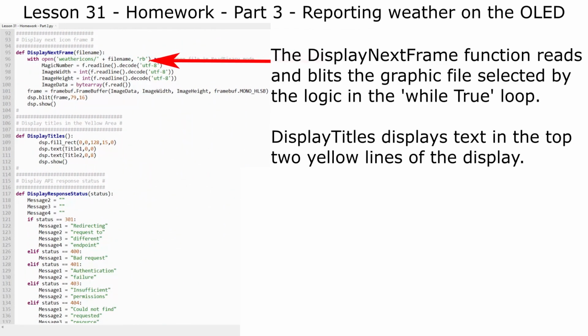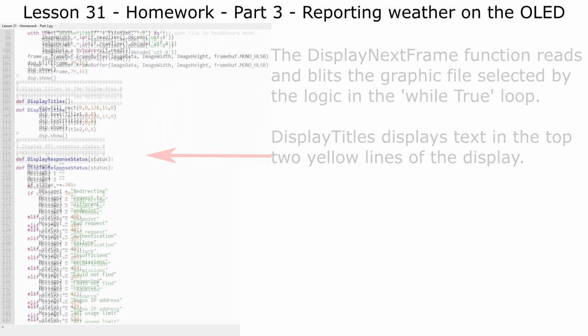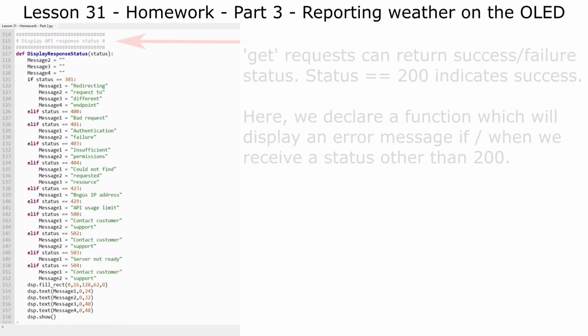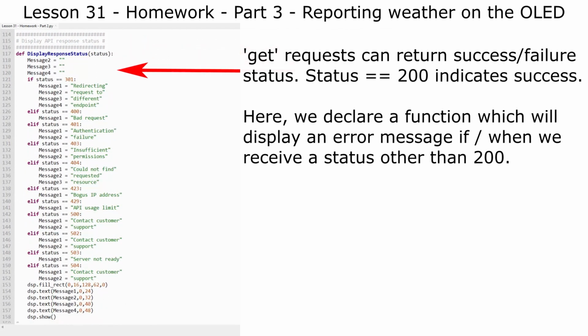The display next frame function reads and blits the graphic file selected by the logic in the while true loop. Display titles displays text in the top two yellow lines of the display. Get requests can return a success or failure status. Status equal to 200 indicates success. Anything else is a problem.